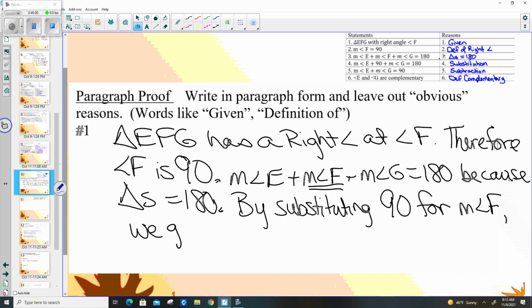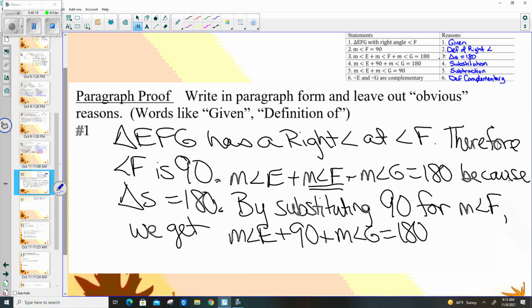Did measure of angle E change? Okay, so we have measure of angle E. What's my next thing that I would have? Plus 90, thank you. Keep going. Equals 180. What do we do next? Give me the algebra step. Because my next step in the proof was E plus G equals 90.